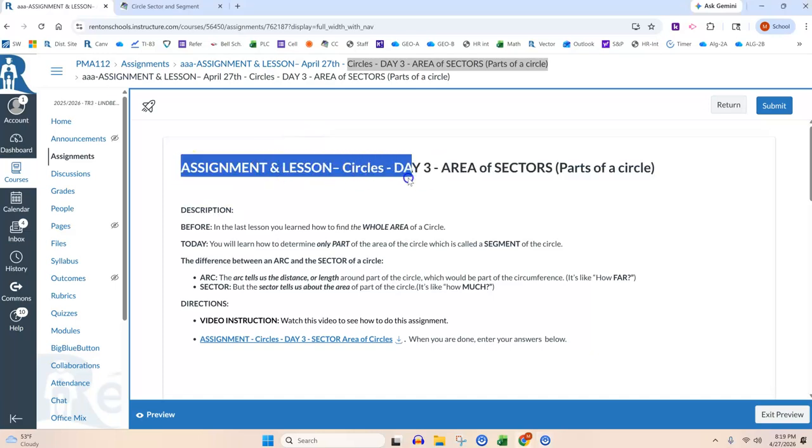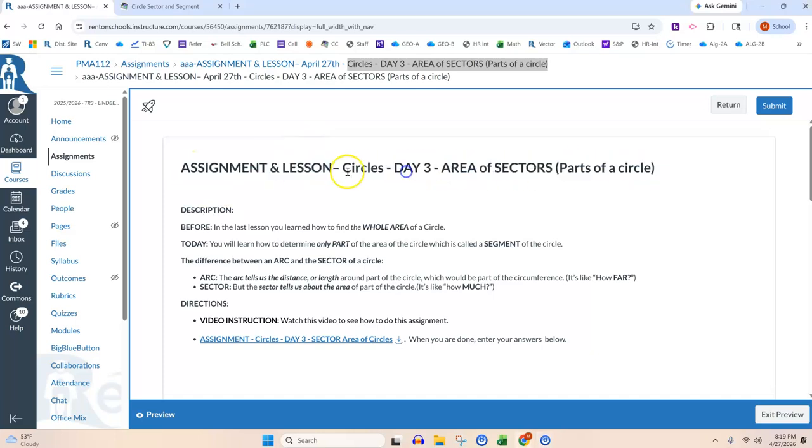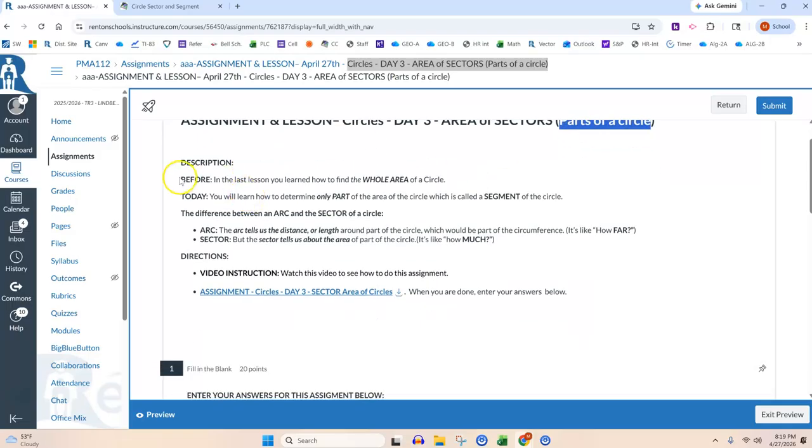Hello, today we are on day 3 of circles, and today we're going to learn about the area of sectors, or parts of a circle. So this is what we learned about before. In one of the prior lessons, you learned how to find the whole area of a circle. Today you're going to learn how to determine only part of the area of the circle, which is called a segment of the circle.